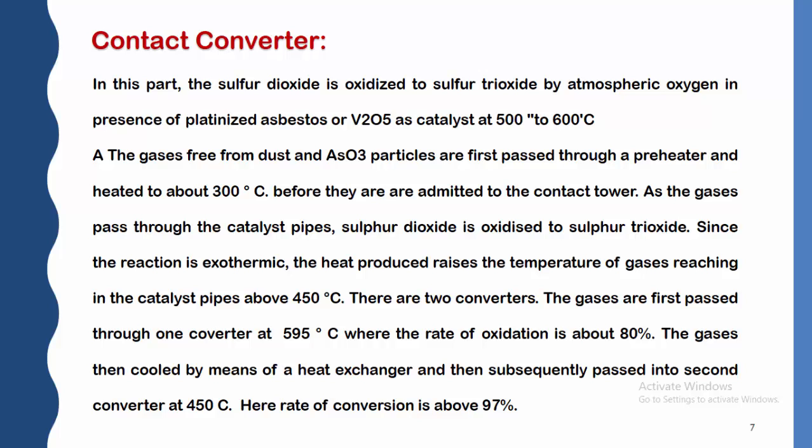Likewise, the sulfur dioxide conversion into sulfur trioxide is done by two converters. At the first converter there is approximately 80% yield. In the second converter there is 97% yield. With that, sulfur dioxide is converted into sulfur trioxide, meaning sulfur trioxide is formed.